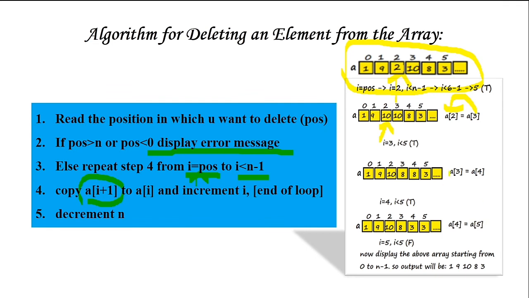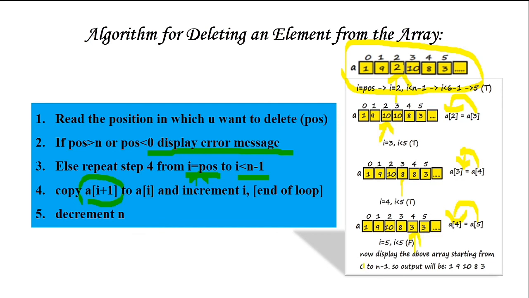Next, what you are going to do? A of 3 is equal to A of 4. That means A of 4 is copied over to A of 3. So 8 was there in A of 4, and that is copied over to 3. So now in the third position you get 8. Then A of 5 is copied to A of 4, so you will get 3 in the A of 4th position.